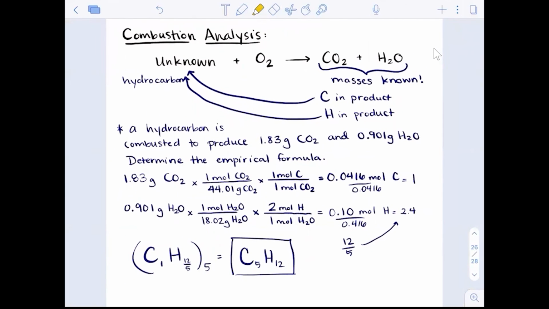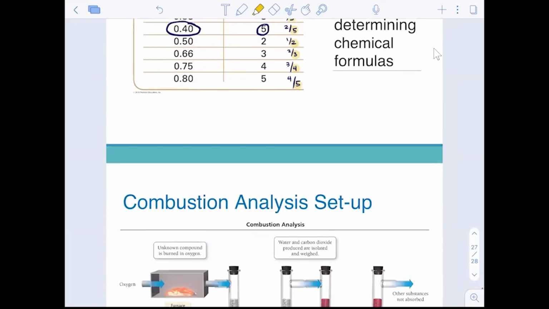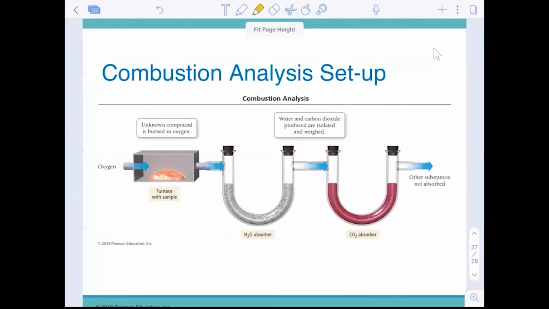There are more complicated styles of questions. We're going to do those in class. However, what this basis allows us to do is start to see how we can manipulate the moles and manipulate masses and data from the lab in order to find empirical and molecular formulas. And I did say I would show you the combustion analysis setup.